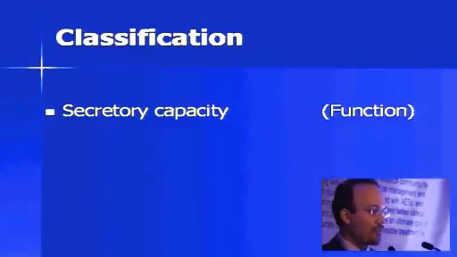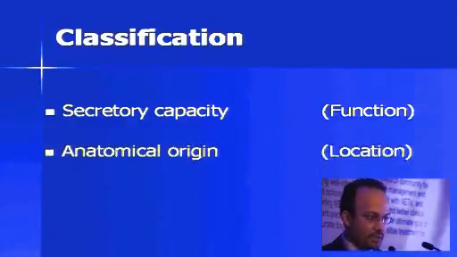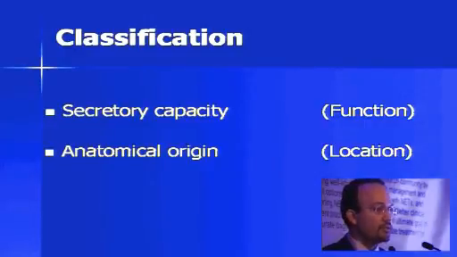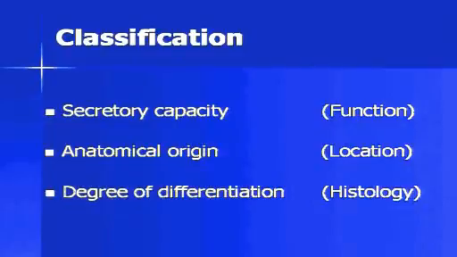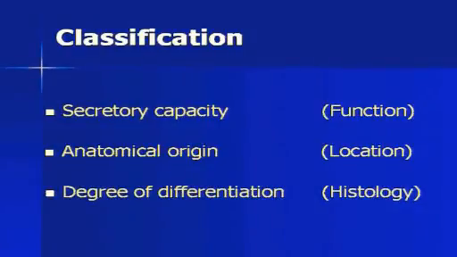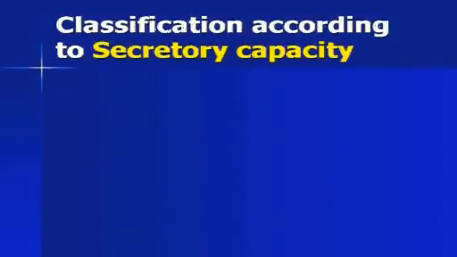So how can we classify these tumors again? You can classify them according to their secretory capacity or their functionality, if they're functioning or not. We can classify them according to the anatomical origin or the location, where are they located. We can classify them according to what the pathologists see on the microscope, or the degree of differentiation, and we'll see more about that in a couple of minutes.